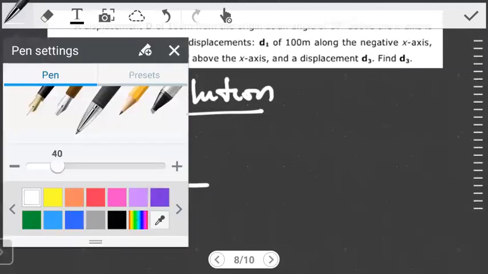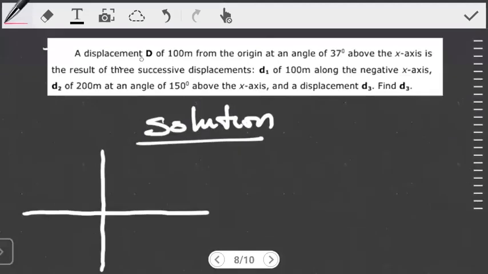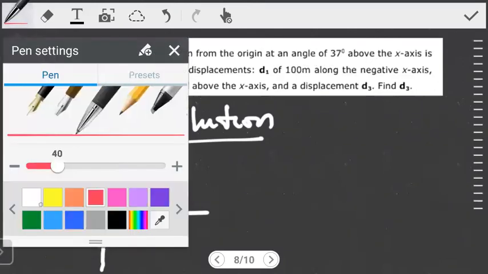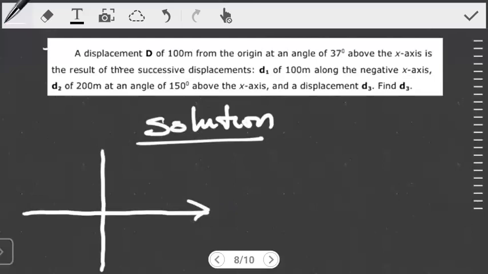So what they're saying here is that our resultant D is 100 meters, first of all. Apart from that, it is at an angle of 37 degrees above the positive x. So this is the positive x. If I include a few things here, this is my x-axis, that is my y-axis. We have above the positive x, meaning that we are going up until the angle is 37 degrees. So expect this vector to be here. This is the vector D, and it is 100 meters. The angle here is 37 degrees.